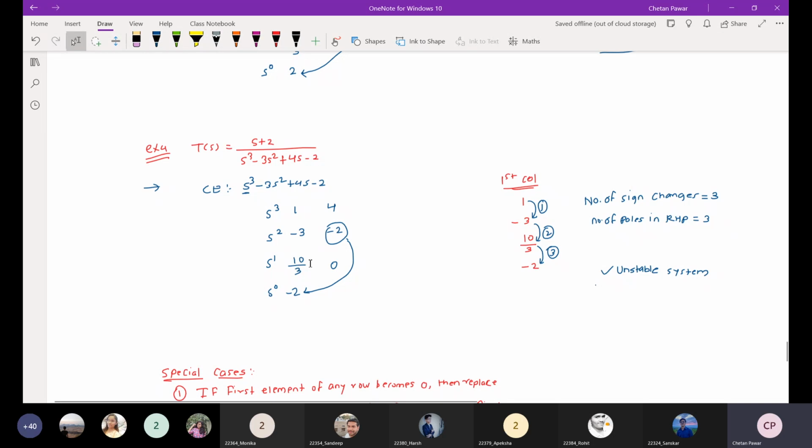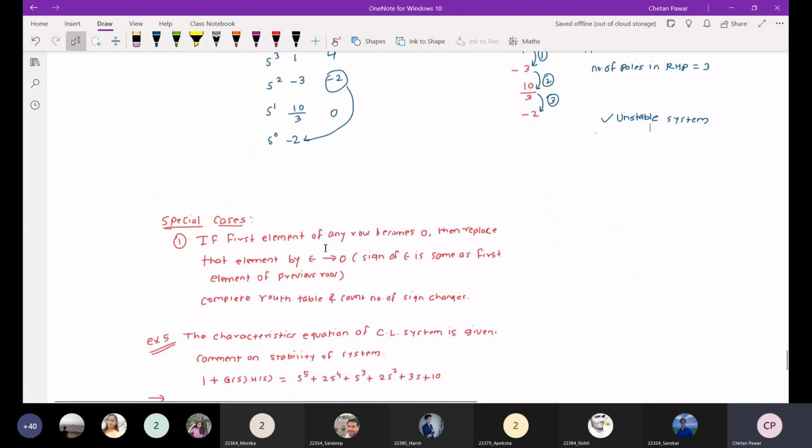So that term will be infinity. Okay, so that is a special case in Routh criteria. So how to handle this special case, and we can proceed with our calculation. So let us see that. So what is the special case?